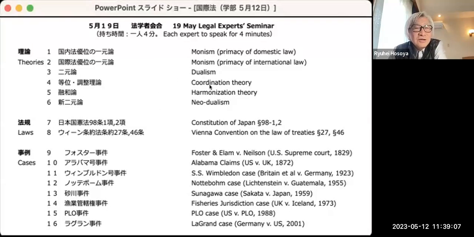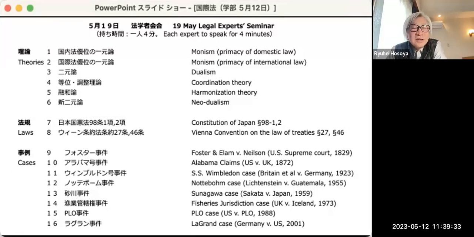Dualism is a theory which argues there's no problem. The two systems don't have any common areas. They govern very different situations, so there's nothing to worry about. The two separate systems. That's what dualism says.